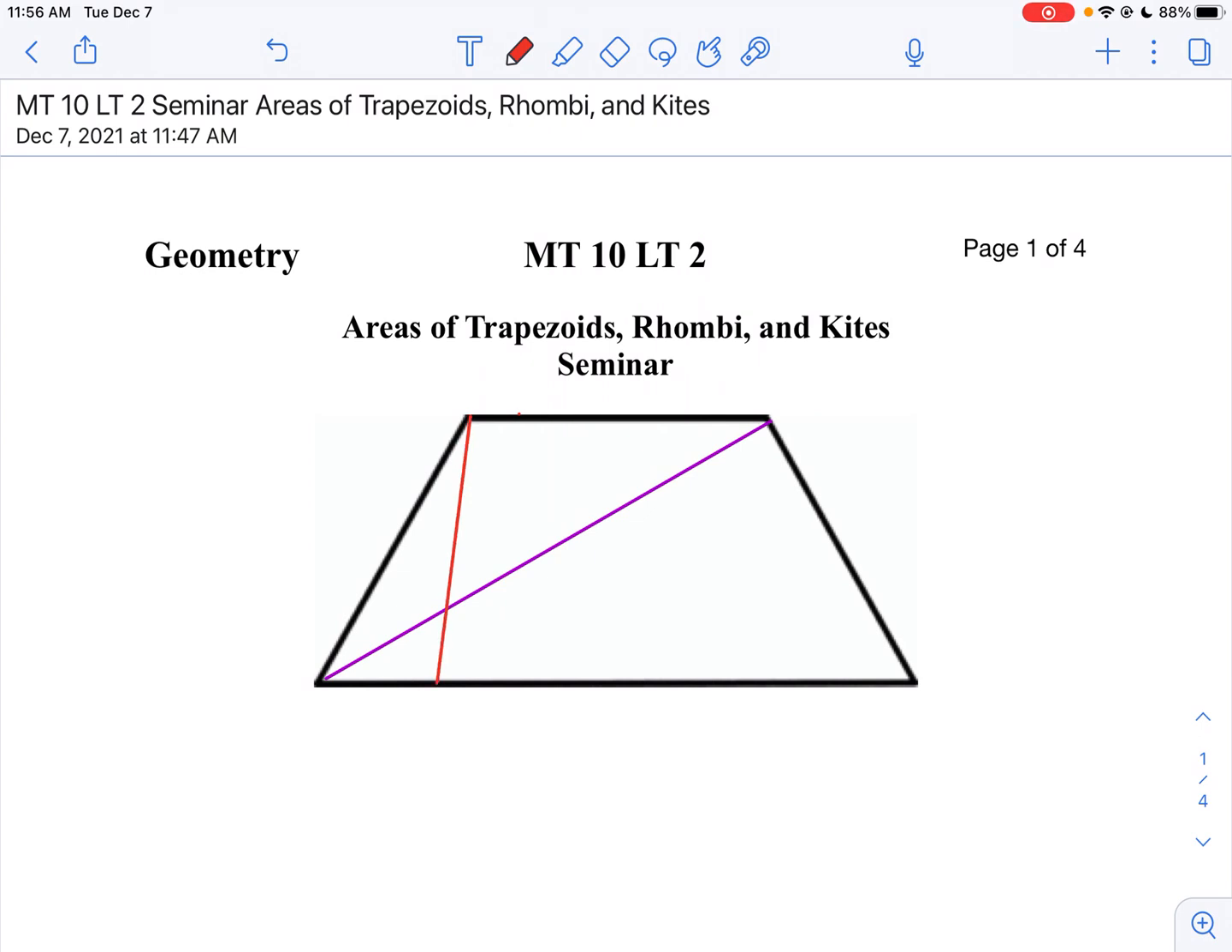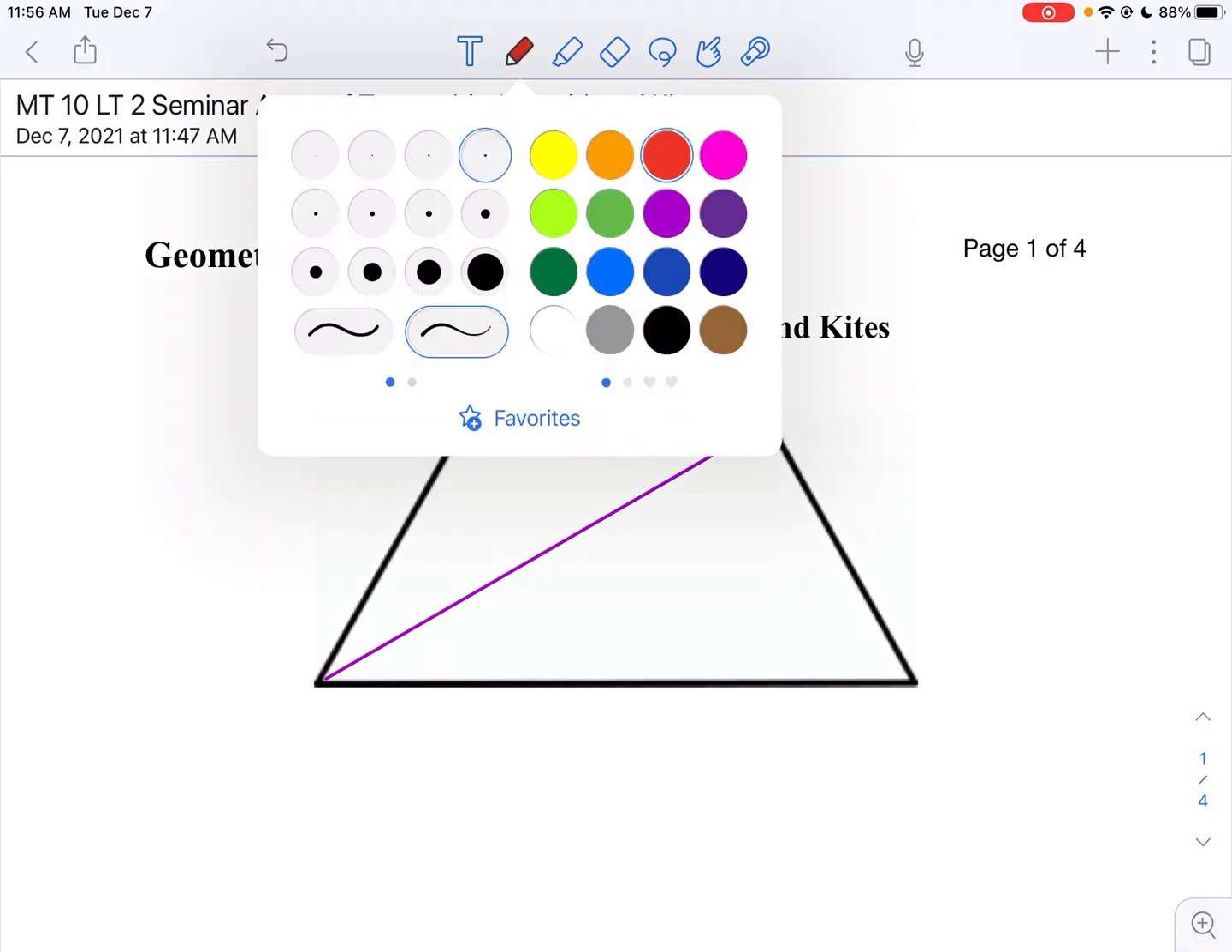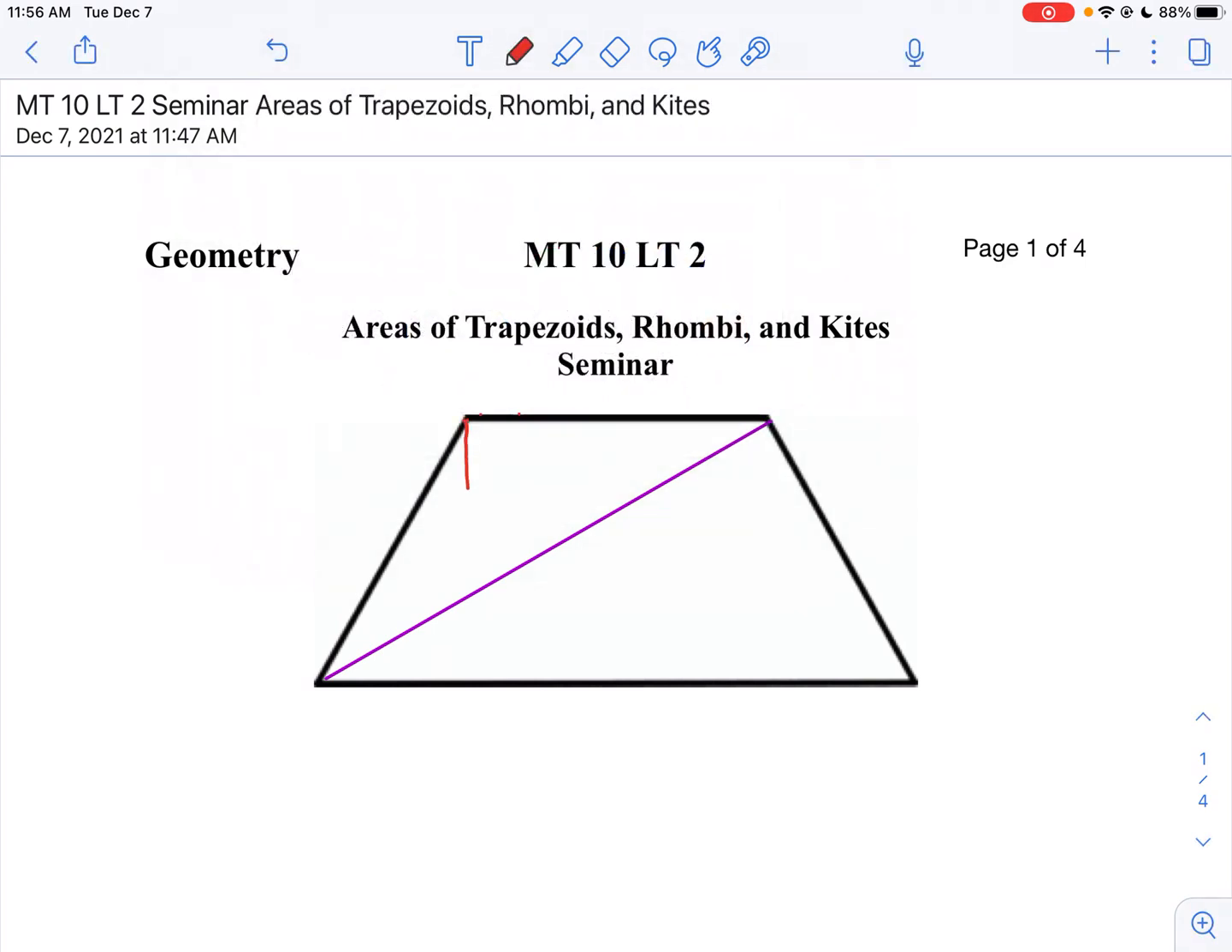Notice, whoops, that's not very perpendicular. Let's try that again. There we go. Now, what I want you to notice is this height. Remember, your height can go inside and outside. It doesn't change. Here's the height of the top triangle. Here's the height of the bottom triangle. Notice they're the same because I can put that any place in here.